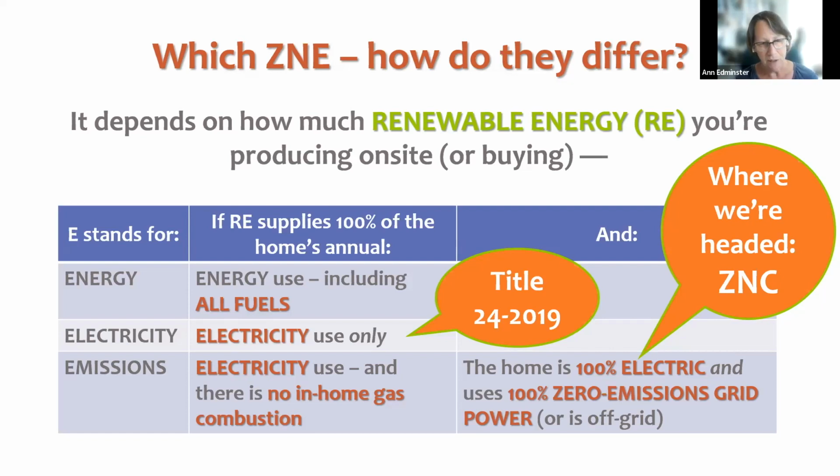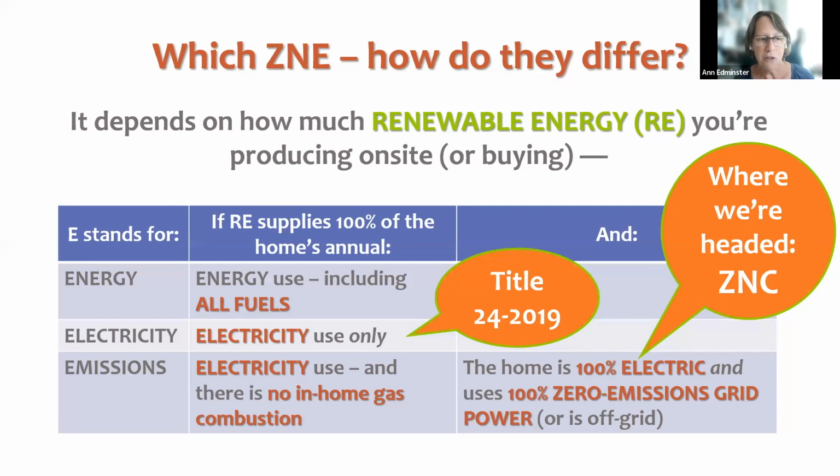So you'll see on the left, we've got our three different definitions, three E's, the energy. If renewable energy is supplying 100% of the home's annual energy use, with all fuels considered, whatever mix of gas and electricity, that would be considered net zero energy. If we're talking about net zero electricity, it means we're providing enough renewable energy only to balance out the electricity usage, again, regardless of whatever the fuel mix in the home might be. And that's fundamentally the basis for the prior version of the energy code.